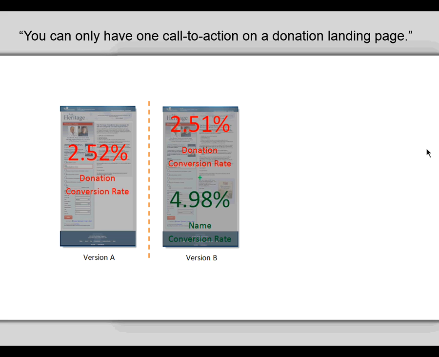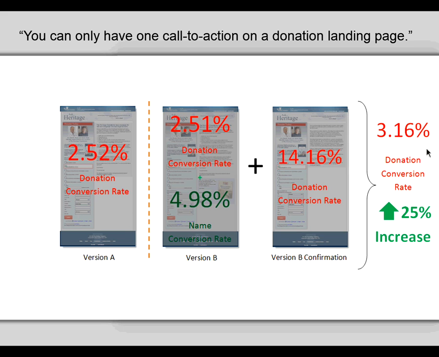However, we also had a 5% name acquisition sign-up rate with that secondary call to action. And when we passed those people through that confirmation page where we made another ask, we had a 14.16% donation conversion rate on that page, which created an effective 25% increase in donor conversion.